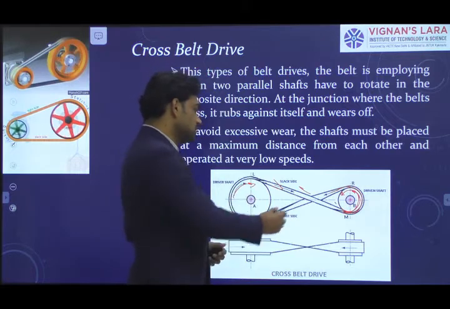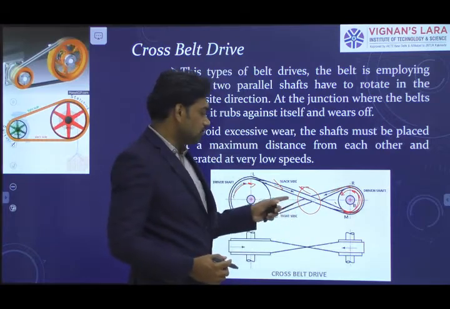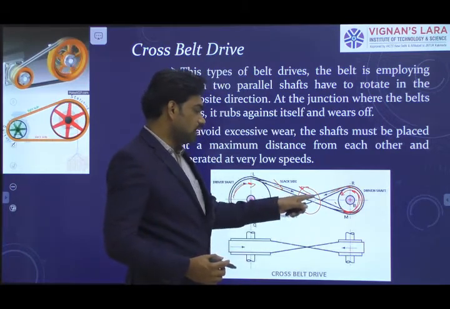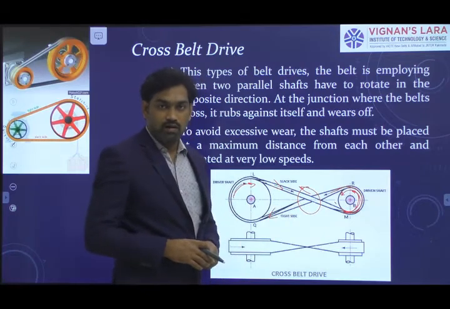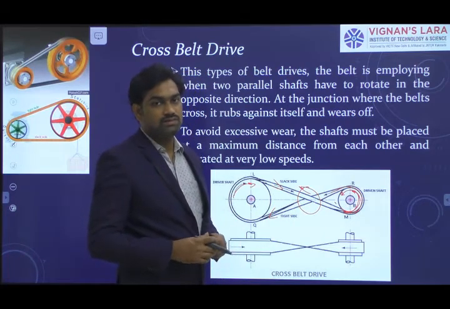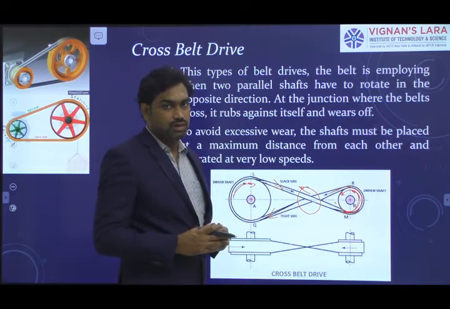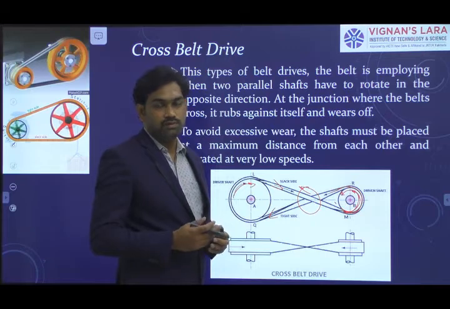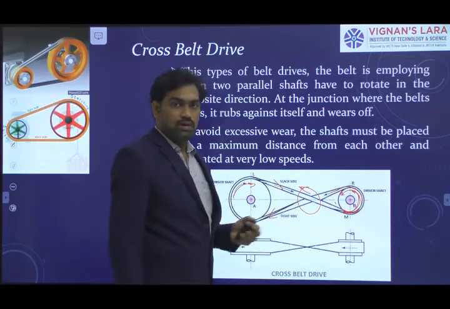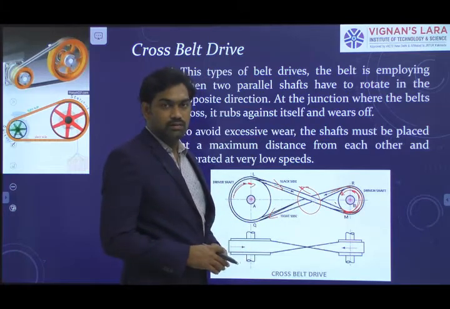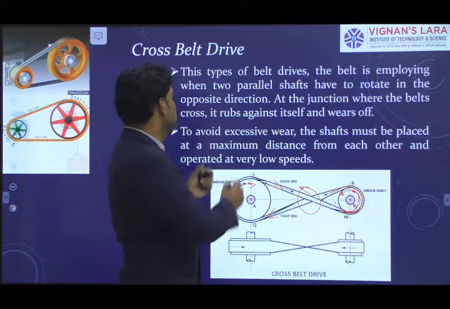Here one of the disadvantages in this type of belt drive is that there is a chance of wear. There is a contact between the crossing of the belt, so there is a chance of wear of the belt. To avoid such conditions, we can provide a proper distance between the two shafts, which will be taken as 20 times the width of the belt, so that the contact at the crossing of the belt is going to be avoided. Clear. So that is what they mentioned here.